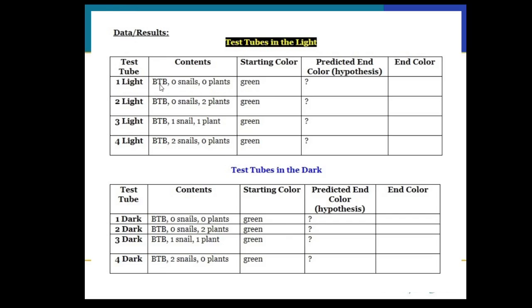You'll see that we're going to start with our control, so it's going to have the indicator, but it's not going to have any snails or plants, and that helps us see what happens in the system if we don't add anything. You'll see the contents of the tubes, the starting color of the indicator, and then there's a spot where you can predict your color. If you haven't had a chance, go in and think about what you think is going to happen to CO2 levels depending on the organisms that are there, thinking about which ones are going to do photosynthesis and which ones are going to utilize cellular respiration. And then we'll record our end color when we finish the experiment.